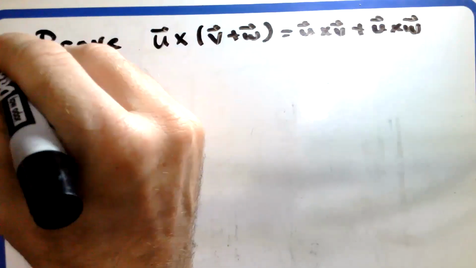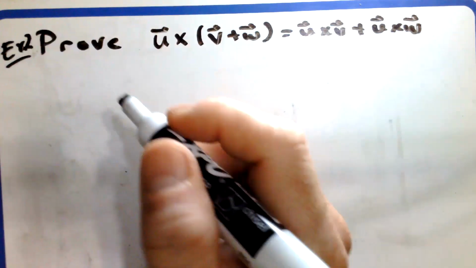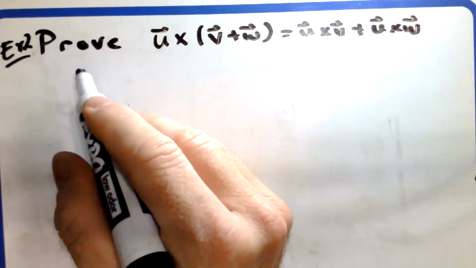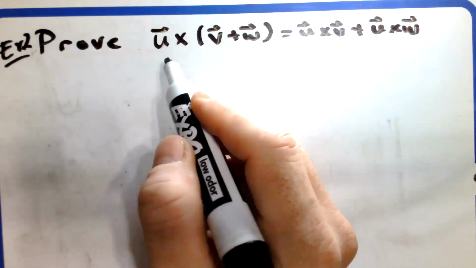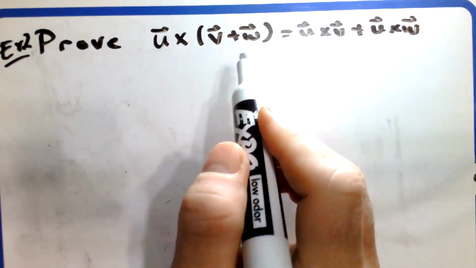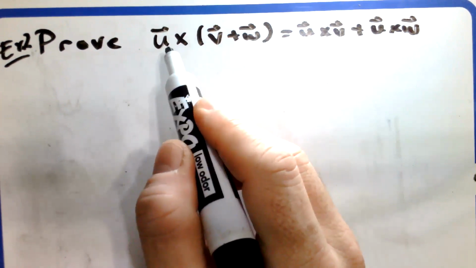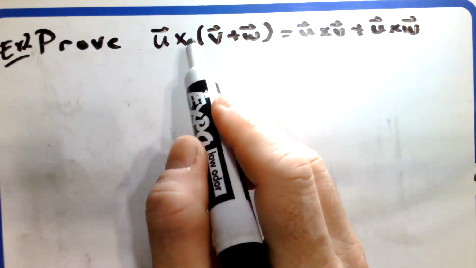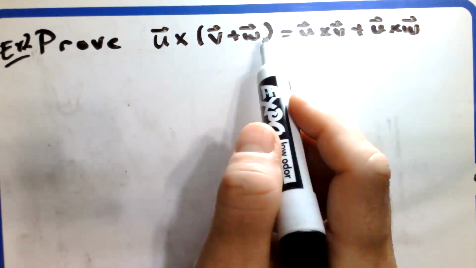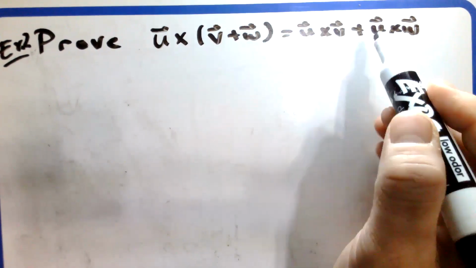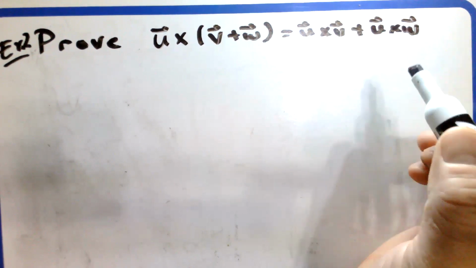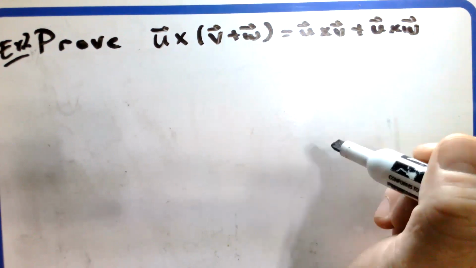All right, this is example 2. And so in this example, we wanted to prove that the cross product is distributed across a sum so that we can write that U cross the sum of V plus W is the same thing as U cross V plus U cross W. So this proof, we won't go through the whole thing.